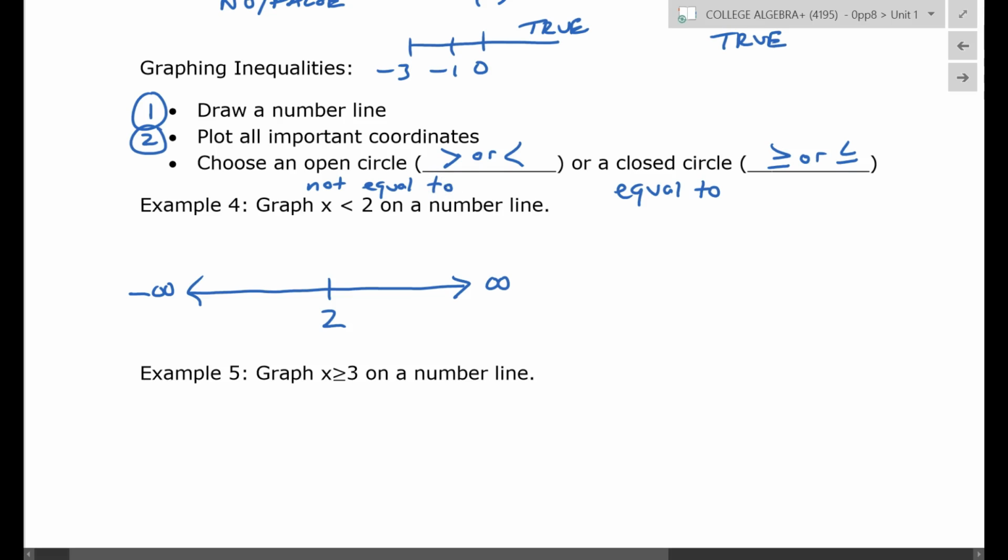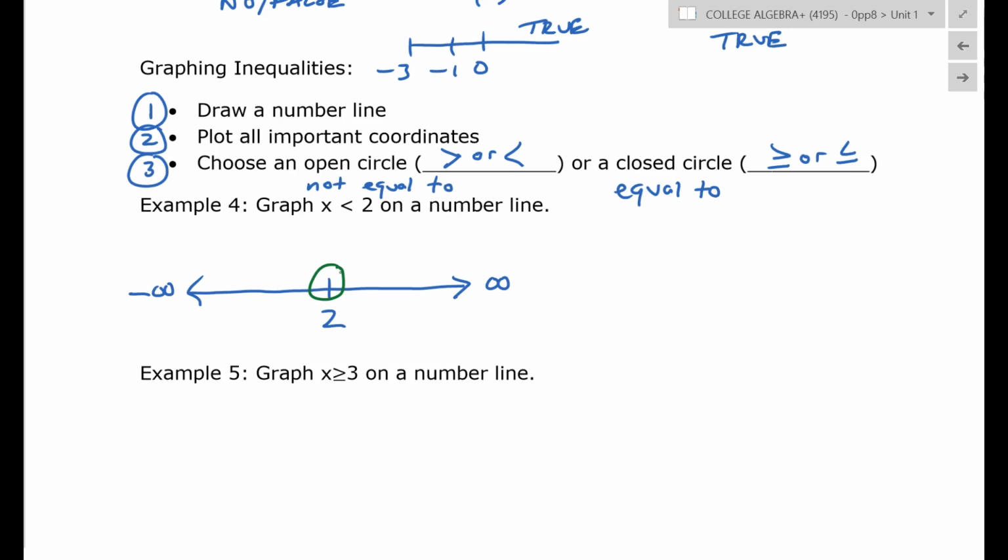Okay? So let me sort of put all this together into one problem. We did our number line, we did our important value. I want to be less than 2. Does this insinuate that I can equal to? No. So that means I need to be less than, which means an open circle. So I'm going to put an open circle on 2.